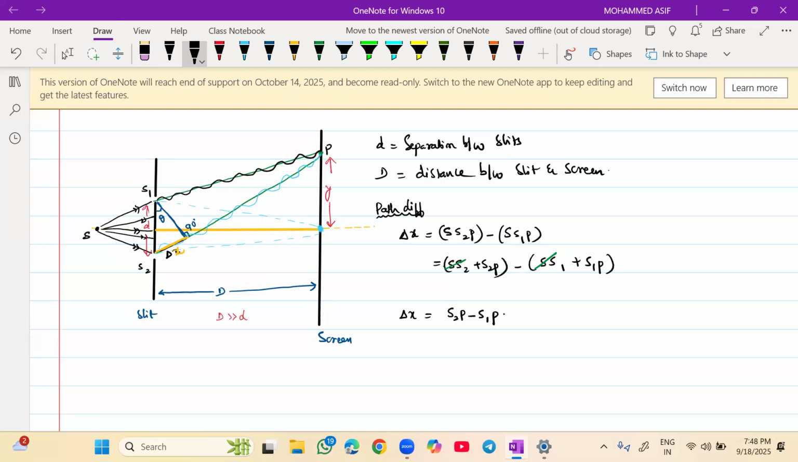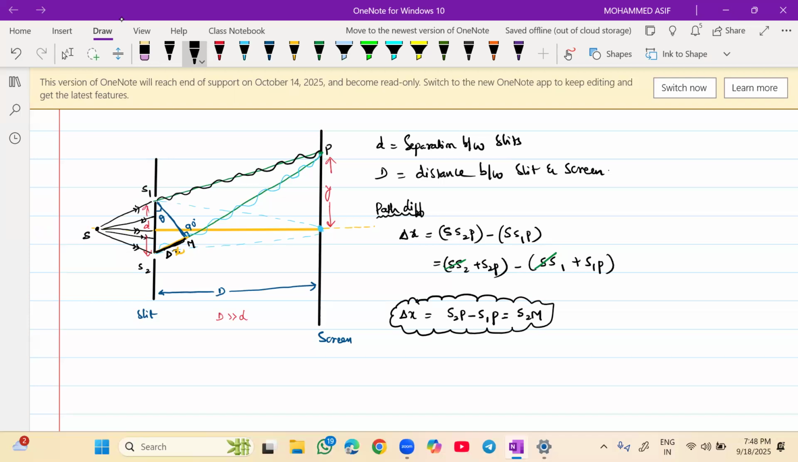Okay, so this value I'm giving some name here, say for example, capital M. So this value will be equal to S2M, which is your path difference. Am I clear? So delta x will be equal to S2P minus S1P. That difference is equal to this distance, which will be equal to S2M.